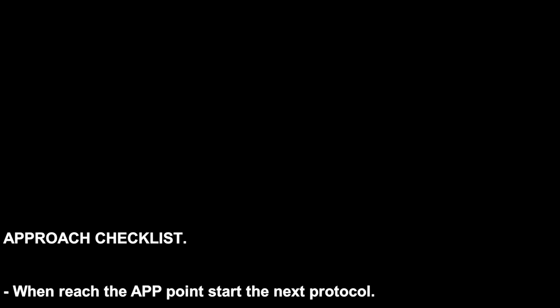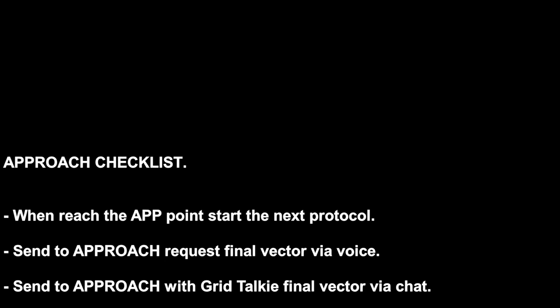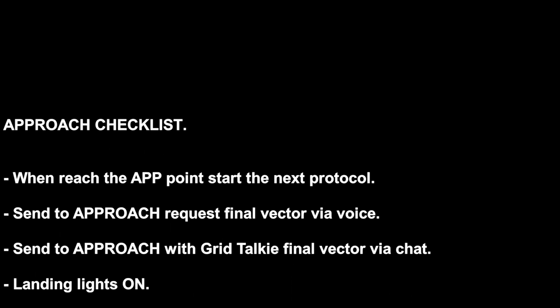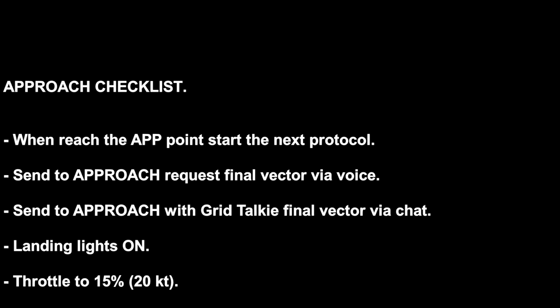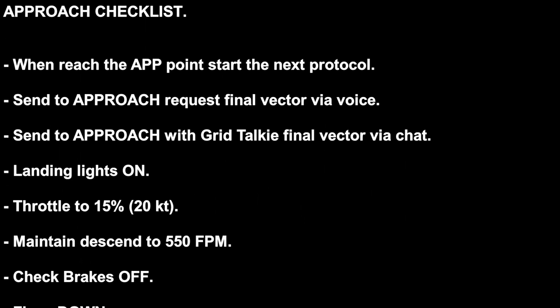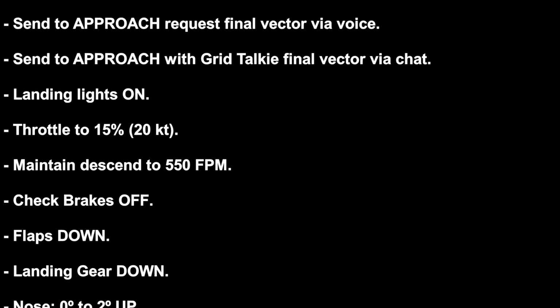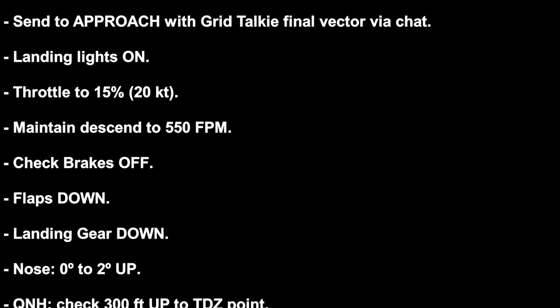Approach checklist. When reach the approach point, start the next protocol. Send to approach request final vector via voice. Send to approach with grid talkie final vector via chat. Landing lights on. Throttle to 15%, 20 kT.